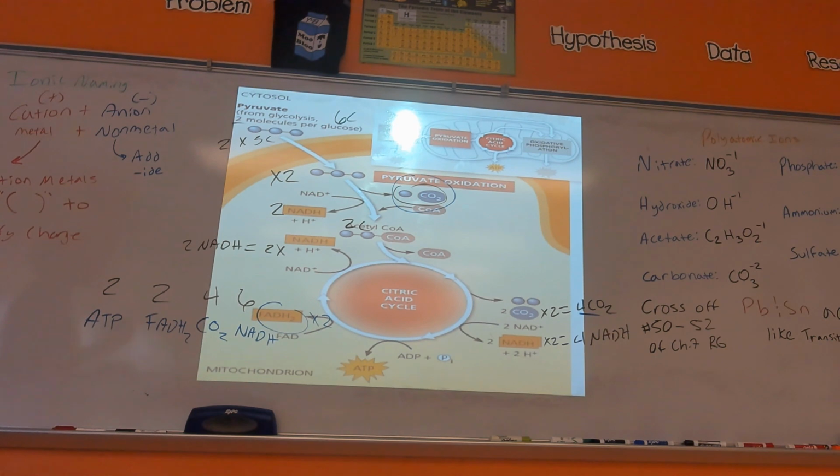So if they were to say how many carbon dioxides are lost in the pyruvate oxidation and the citric acid cycle, you would have to do 4 CO2s plus 2 CO2s, so it'd be 6 CO2s. I know it might seem a little confusing, but that's kind of what's going on there. And remember, this is the matrix of the mitochondria.